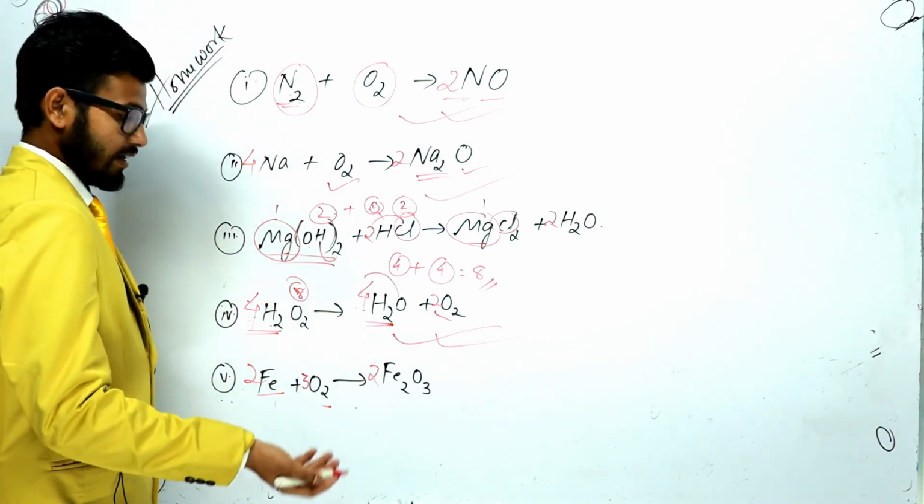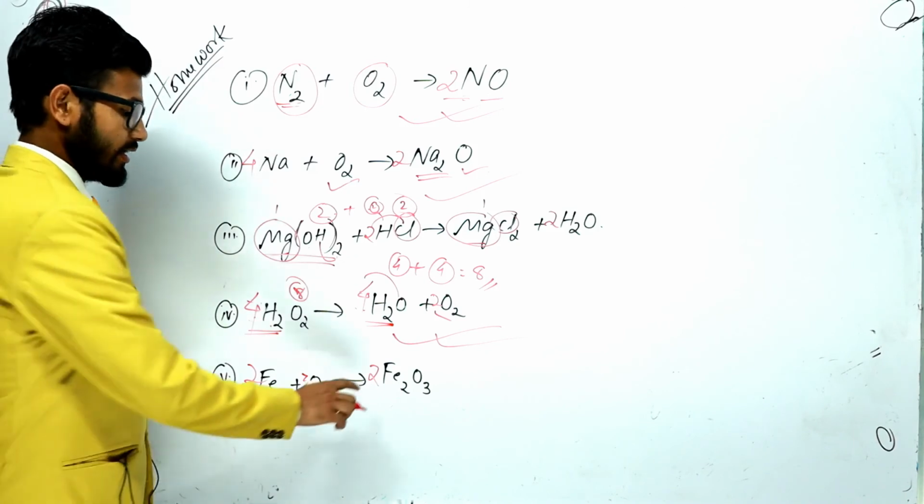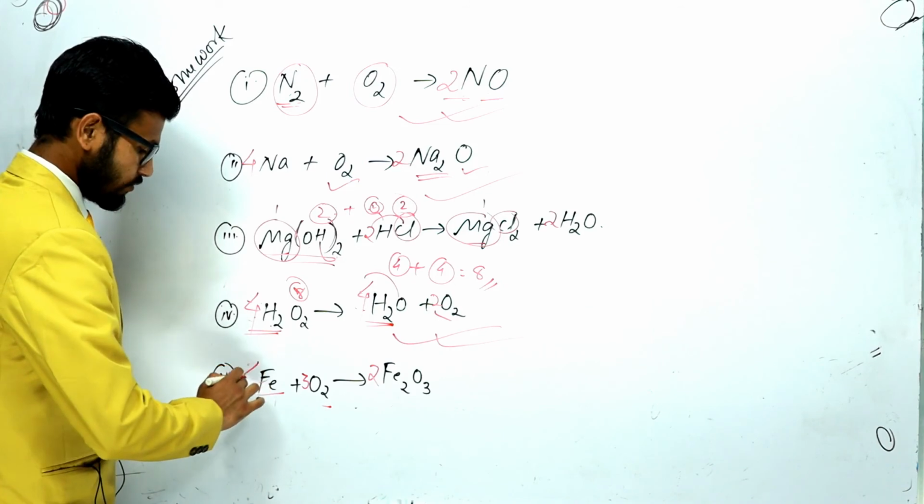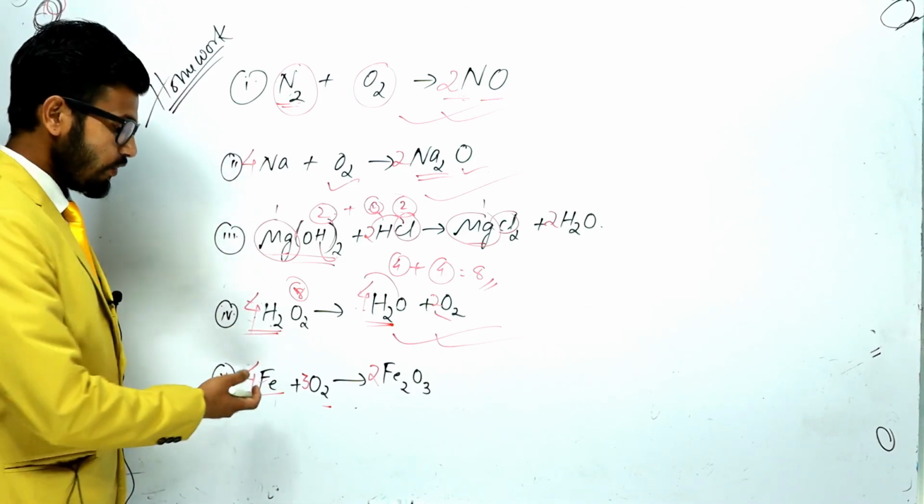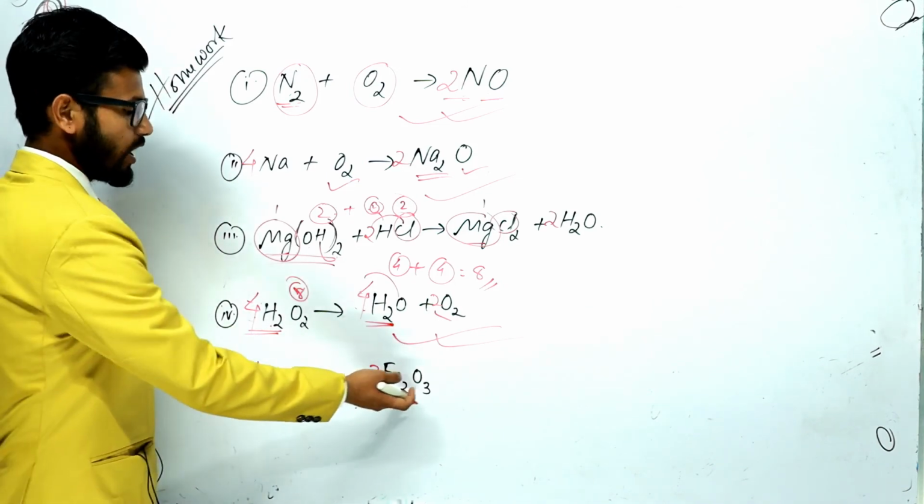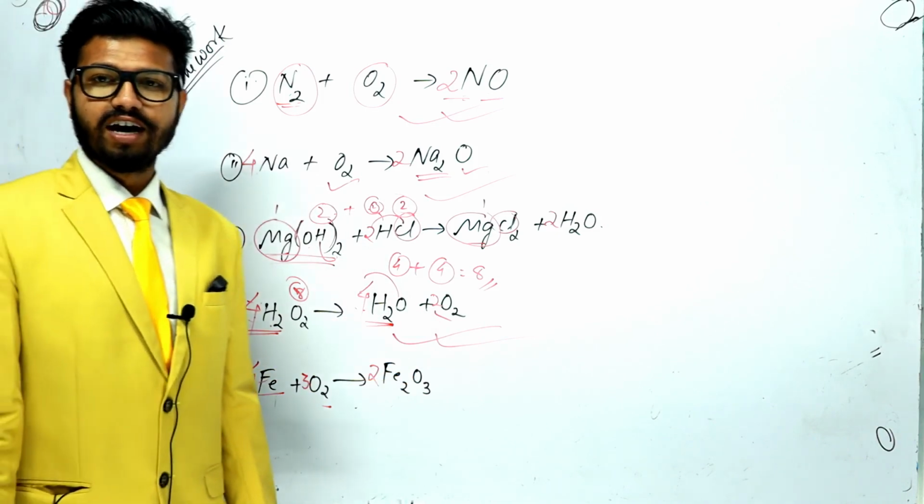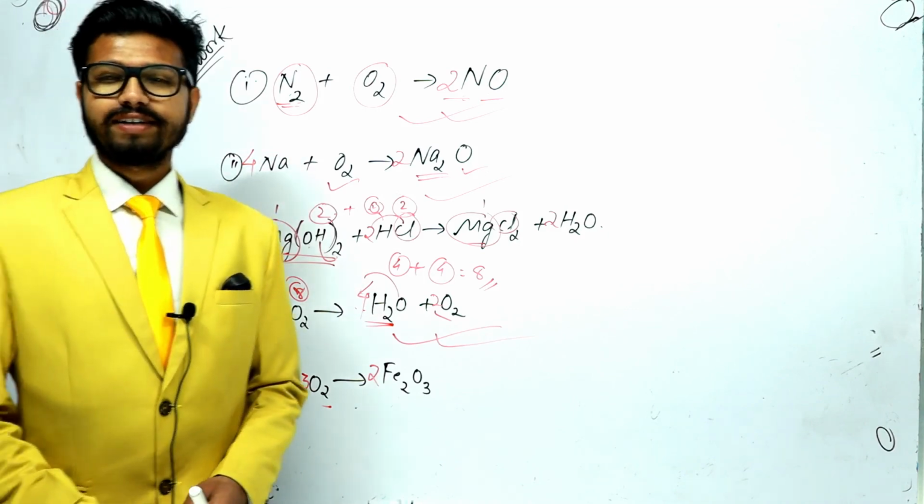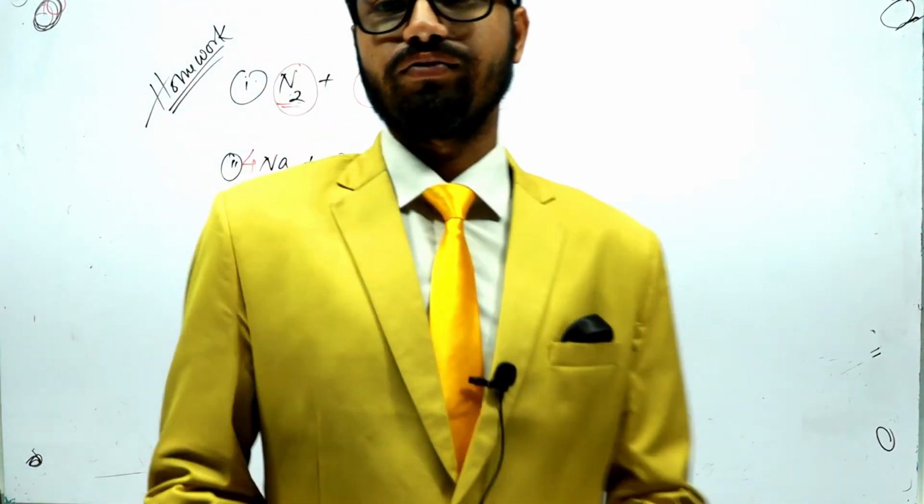What about the iron here? 3 and 4. So you better put here 4. 4 iron. 4 iron and 6 oxygen. Here also 4 iron and 6 oxygen. I hope it is clear. So now let us go with the next topic of today's discussion.